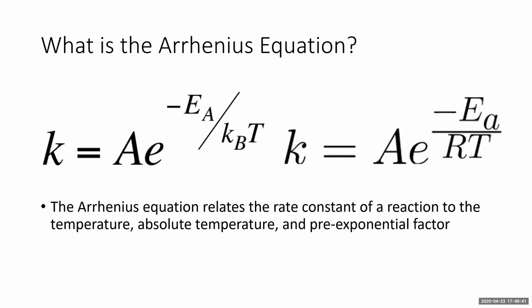So the Arrhenius equation can be seen in two forms. The left side is with kBT, which is the Boltzmann constant, and the right side is with RT, which is the ideal gas constant. And the difference between these two is that you would have different units for the activation energy. For the left one, your activation energy would be in joules per molecule, while on the right one, it would be in joules per mole. And then this Arrhenius equation allows you to relate the rate constant of a reaction with a pre-exponential constant, the temperature, and the activation energy.